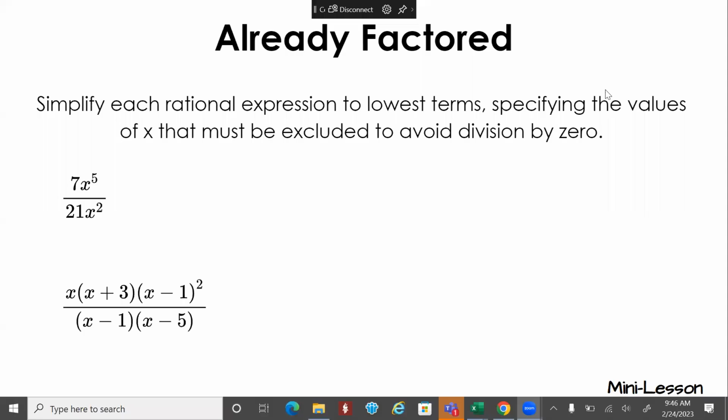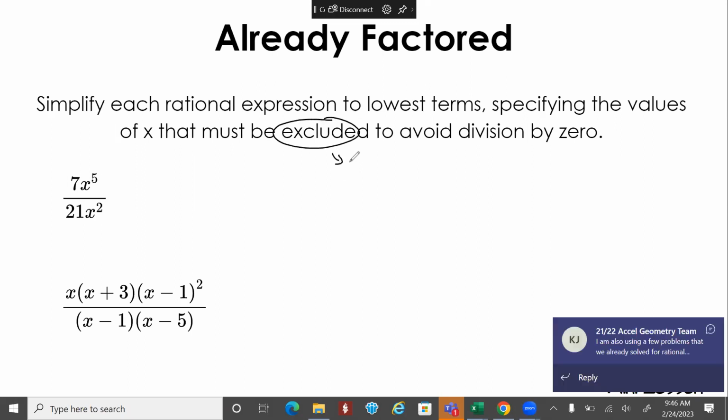Okay. So we're going to be simplifying these two problems. Simplify each rational expression to its lowest terms, specifying the values of x that must be excluded. What does the word excluded mean? Leave out. Okay, leave out. To be rejected, right? To avoid division by 0. Okay.